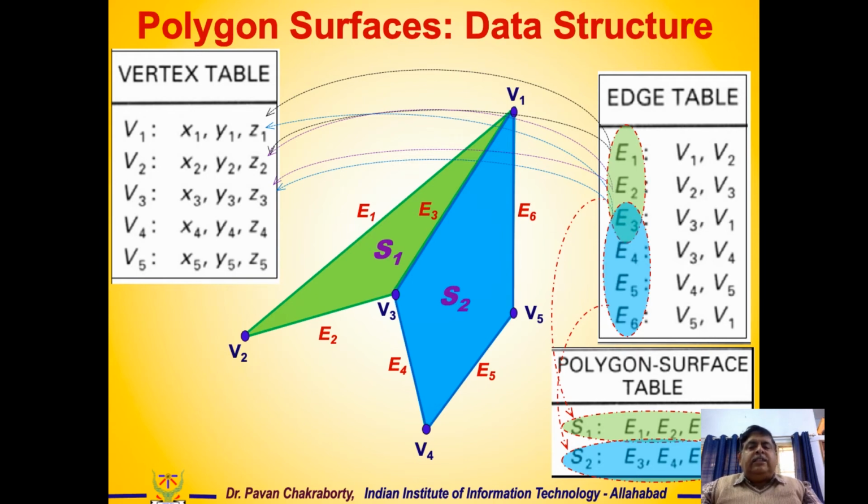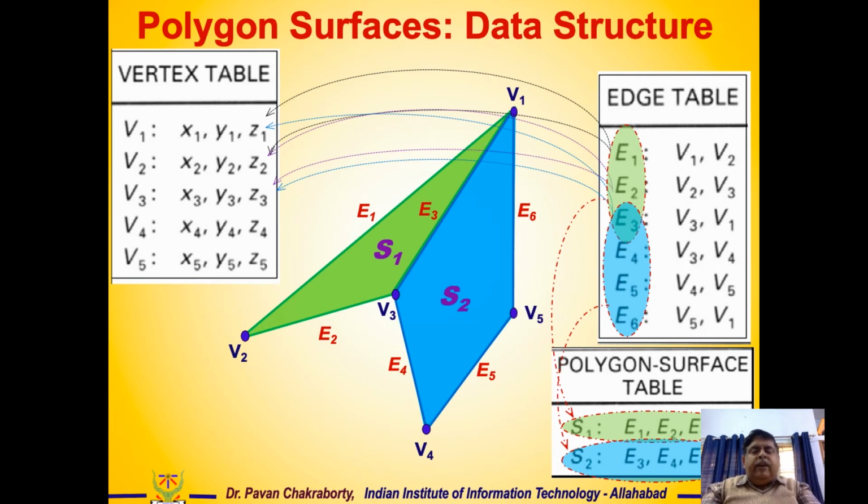Then I have the edge table. The edge table basically connects the vertices with edges. So here you have V1, V2, V2, V3, V3, V1, which actually generates a particular shape or a particular surface. So I've got 3 vertices. Obviously, when I have 3 non-aligned vertices, it forms a surface. So this defines the surface S1, which is shown in green.